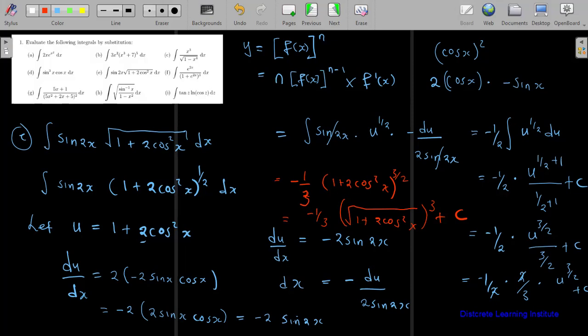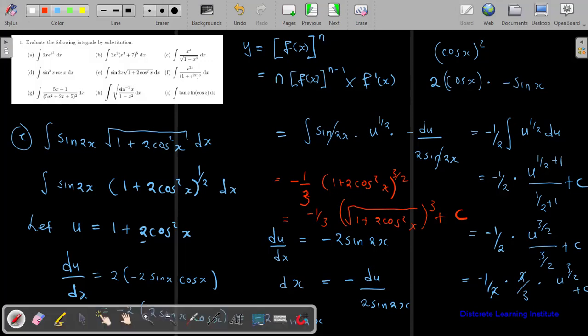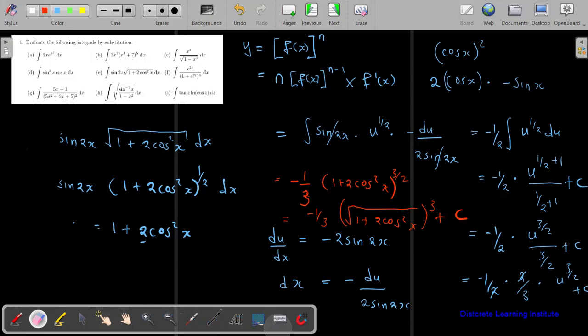So that's our solution for part C. Okay, now look at another one. So it's just a general idea of how you go about some of the differentiation questions by u substitution.